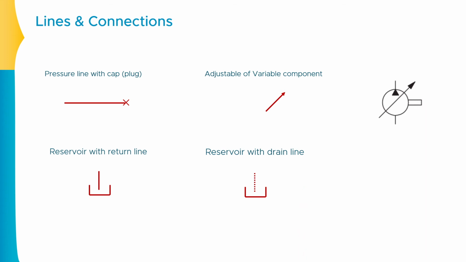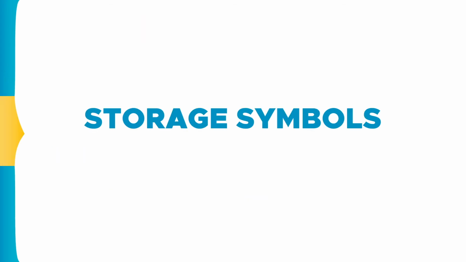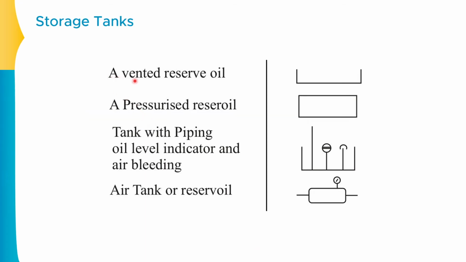Now let us check out the next set of symbols, which is the storage symbols. In the storage symbols, we have 4 various symbols. Very first is the vented reservoir. Over here, this is a non-pressurized reservoir which is storing all the oil available. Second is known as the pressurized reservoir. Reserve oil is basically the short form of reserve oil reservoir.